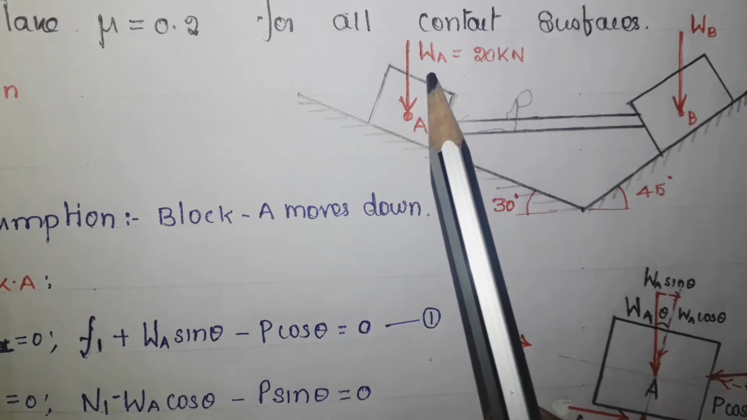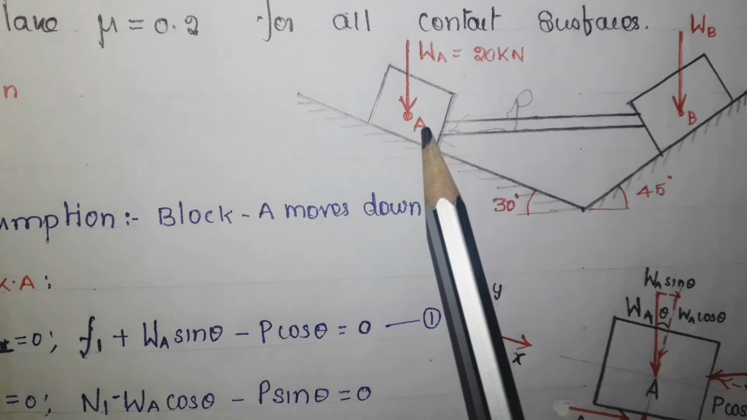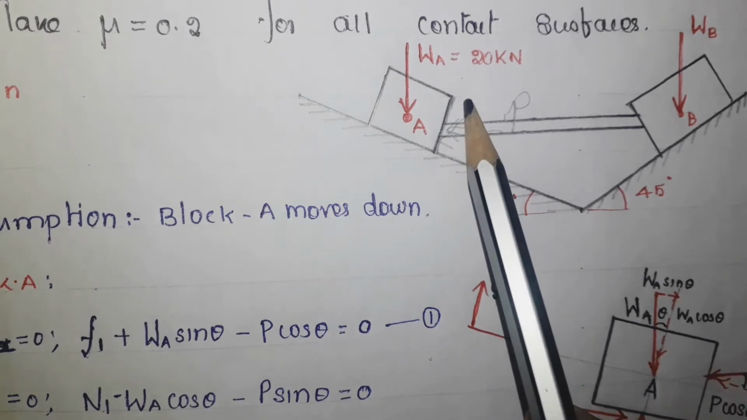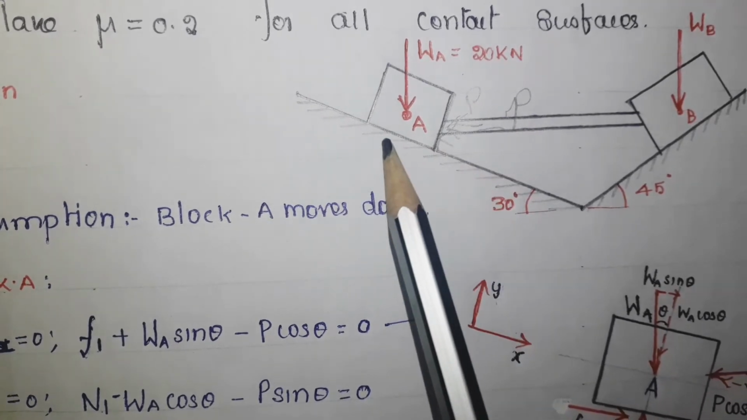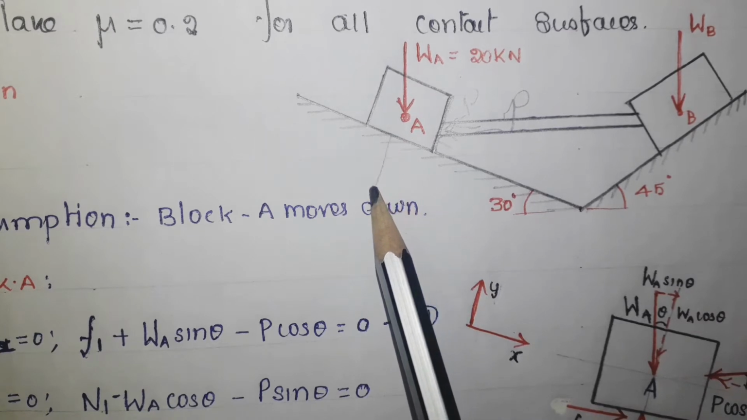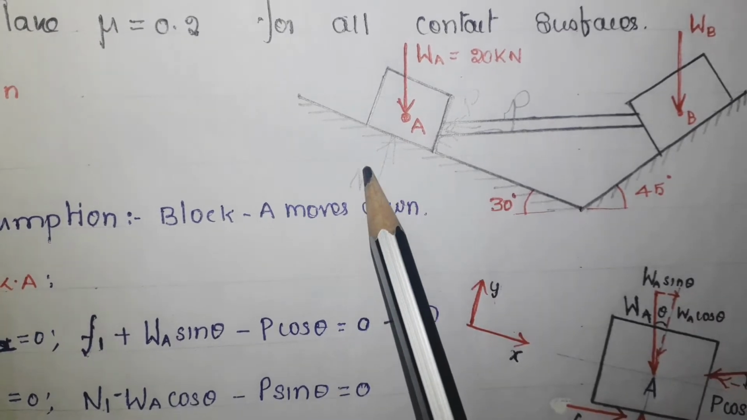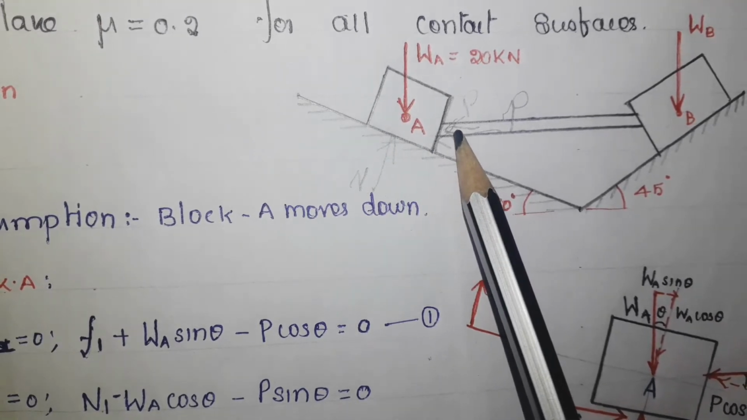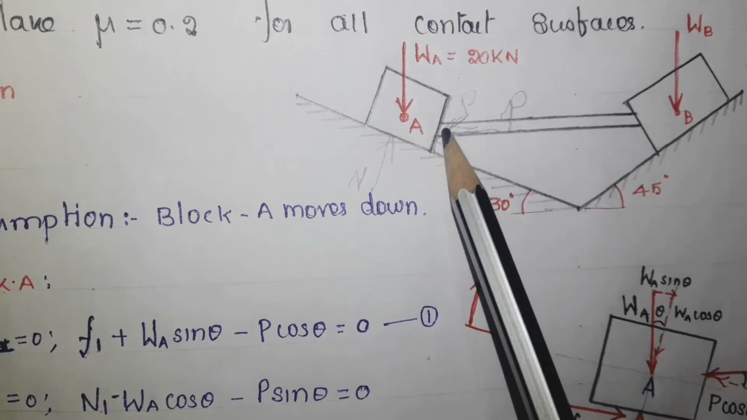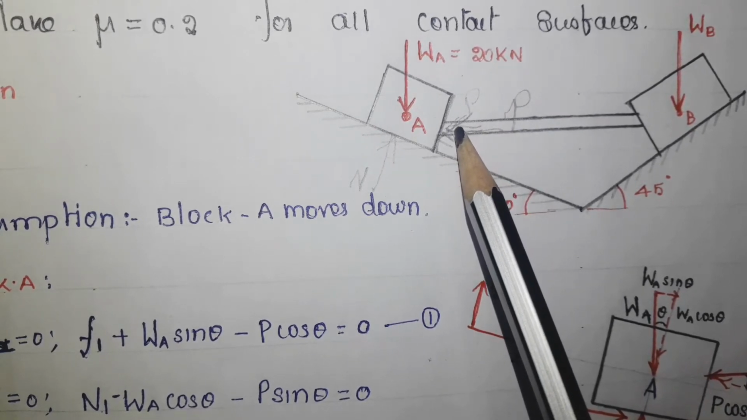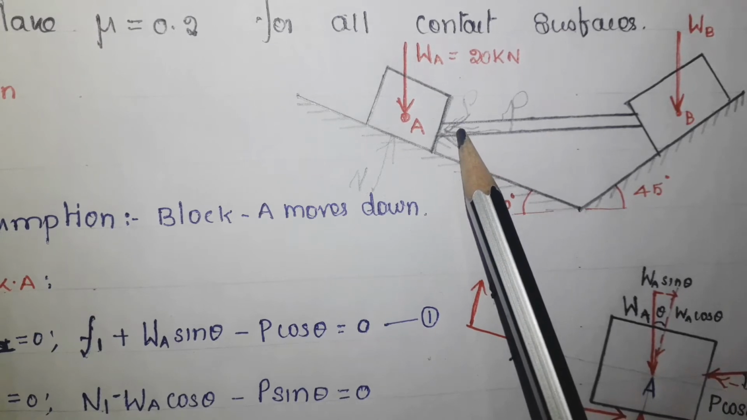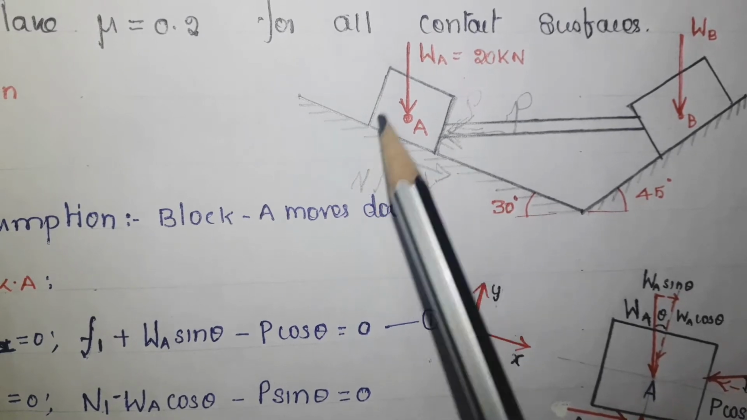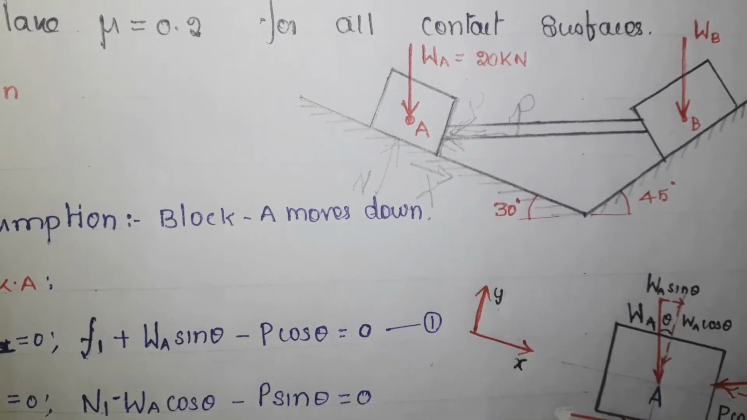Now this is the block A. There is a weight 20 kilonewton. Then this block is supported by this force P. There are two forces. Now you see here, this is the surface which always gives the normal reaction. Let me take this one as N. Moreover, when this block moves down, this force will arrest that movement. So this is the applied force P, and the friction force will always act against this P. So this is the direction of the friction force. So these are the four forces acting on this body.